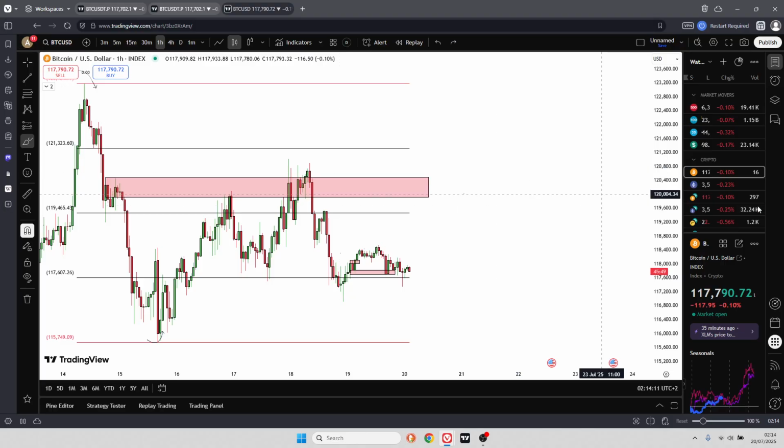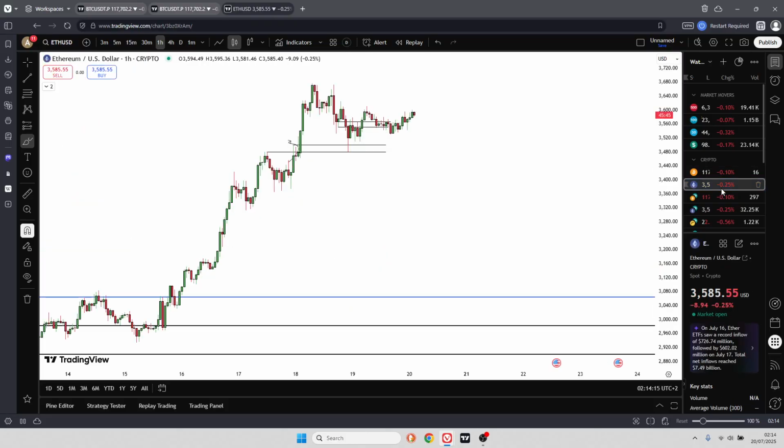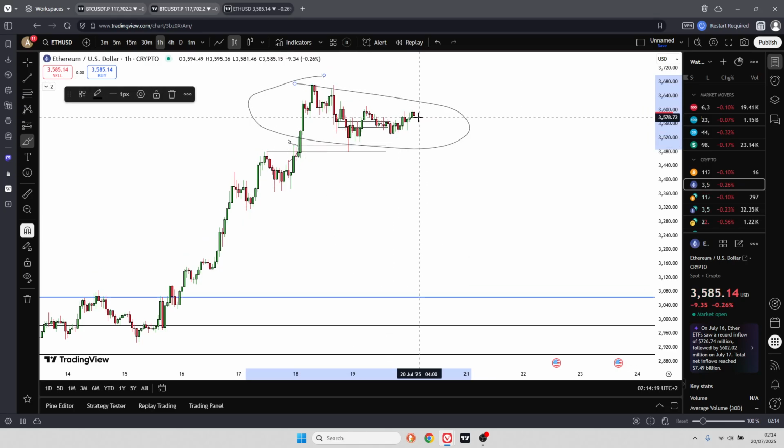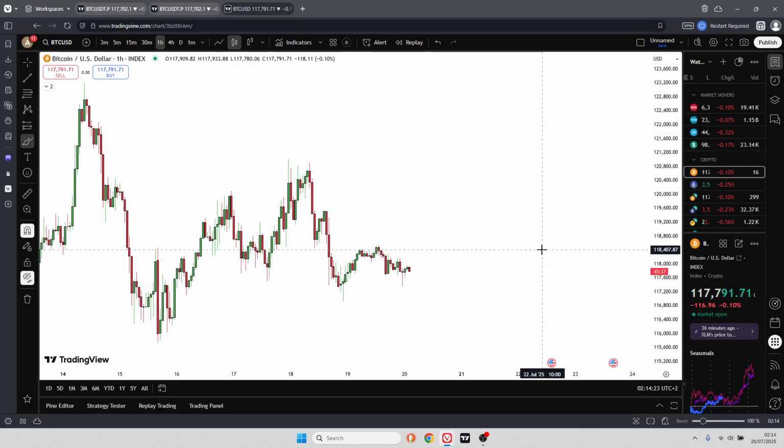So now let's look at ETH. If we look at this, it's also in a range, but a little bit more bullish. Let's look at the relative strength up again.